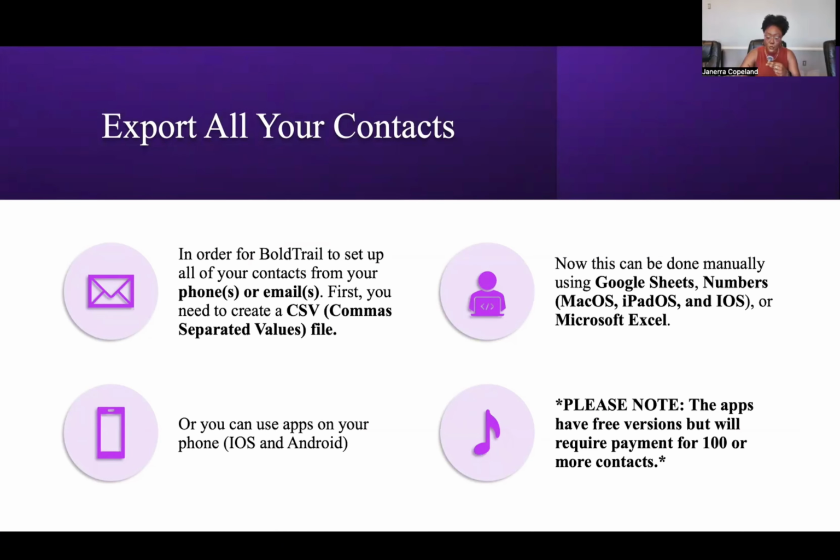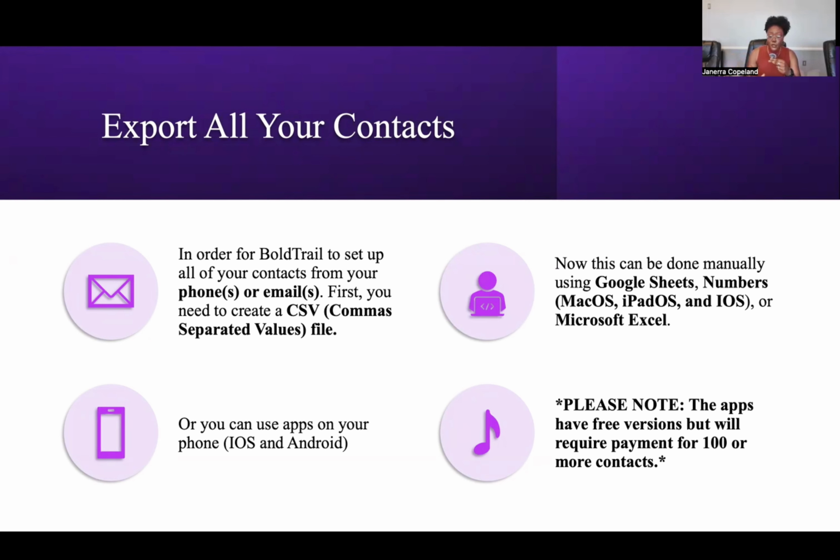So you want to be able to export all your contacts. In order for Bold Trail to set up your contacts, you need to get them from your phone or your email, and you would need to create a CSV file, which is a comma separated values file. You can use apps on your phone to be able to do that. If you use Google and your iPhone, you can take your Google contacts and your iOS contacts and send them off. The same thing can be said for Android.